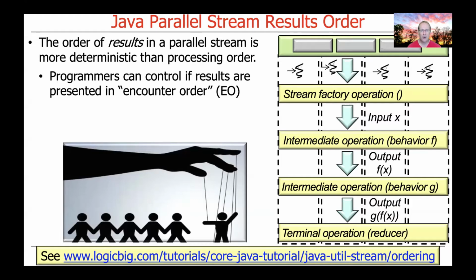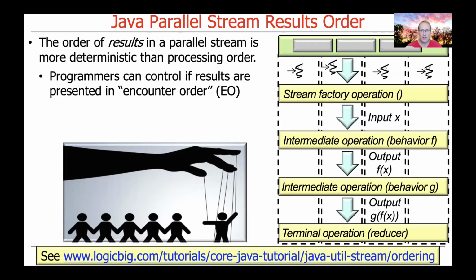This term encounter order seems a little weird at first, but all it means is that if you have some kind of ordered collection as your data source, like an array list, where there's an ordering, the 0th location comes before the first location, comes before the second location, comes before the third location, and so on. So there's an inherent encounter order. That's the order in which you would encounter the elements in the collection if you were to iterate through it, or if you put them in there by doing an add. Remember, ordered is not the same as sorted. It just means it's in some order from beginning to end.